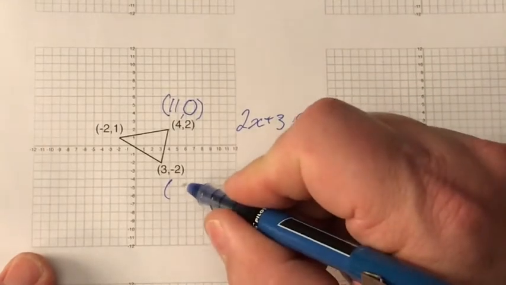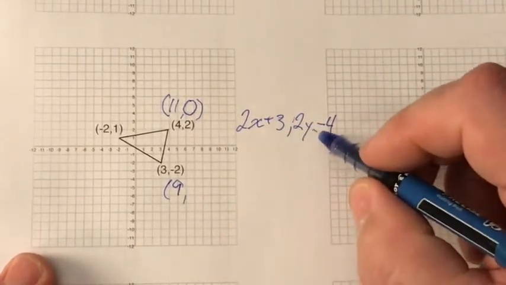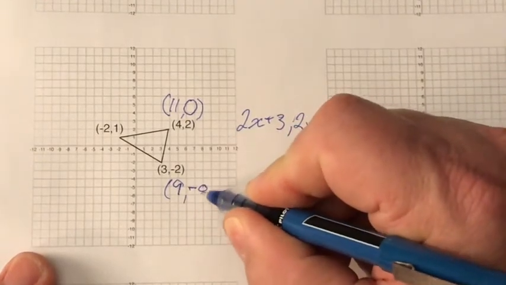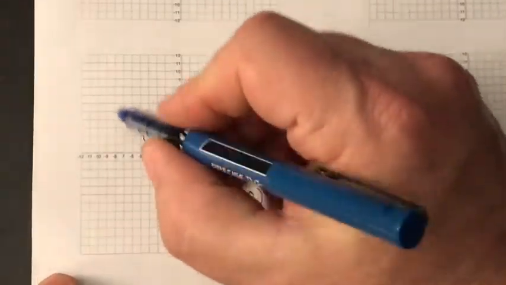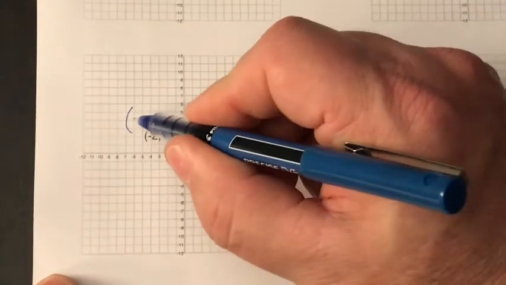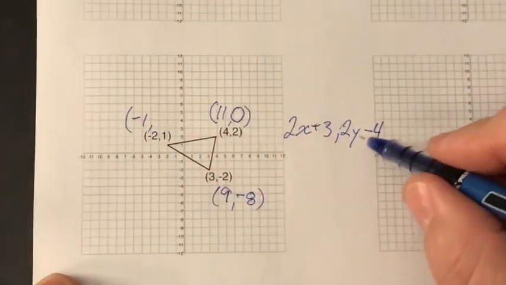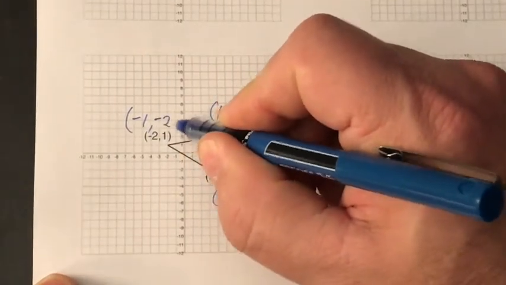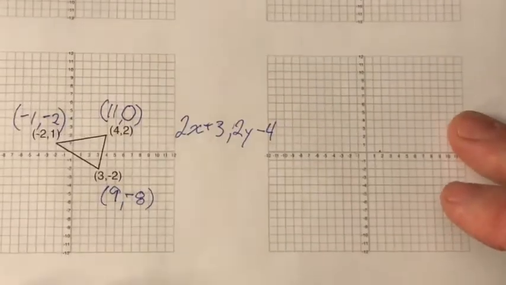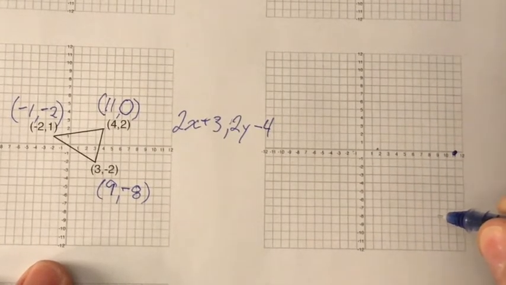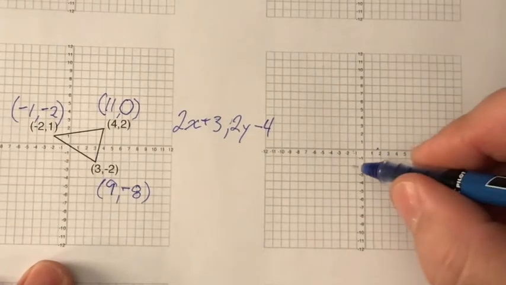6 plus 3 is 9. 2 times negative 2 is negative 4 minus 4 is negative 8. And 2 times negative 2 is negative 4 plus 3 is negative 1. And 2 times 1 is 2 minus 4 is negative 2. So let's take a look. 11, 0 is the easiest one to plot, so I'll start with that. 9, negative 8 is right there. And negative 1, negative 2 is right there.